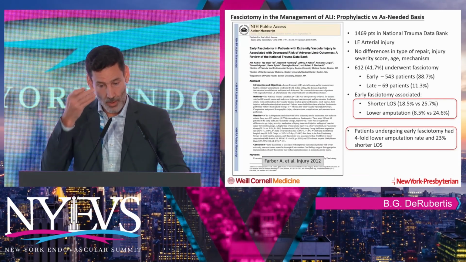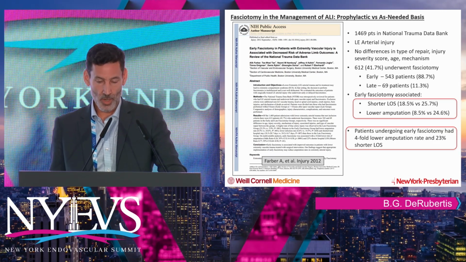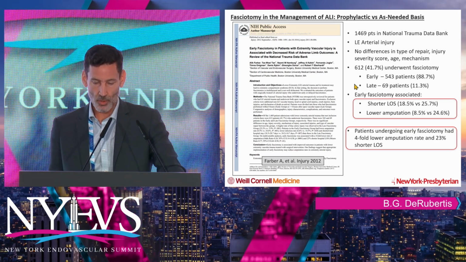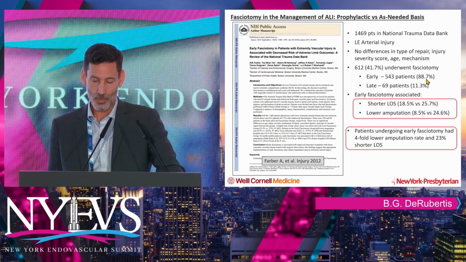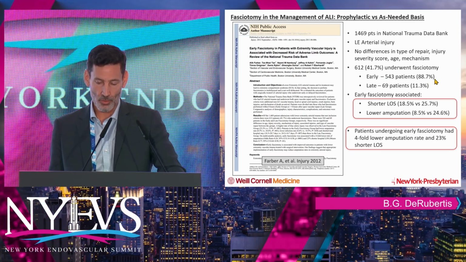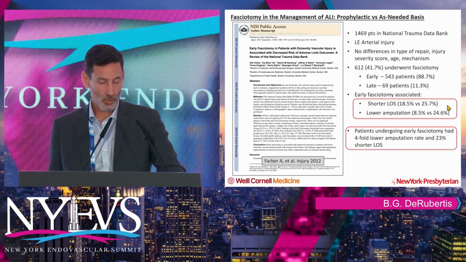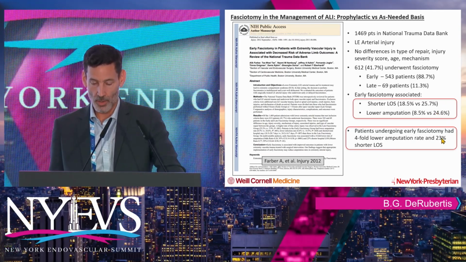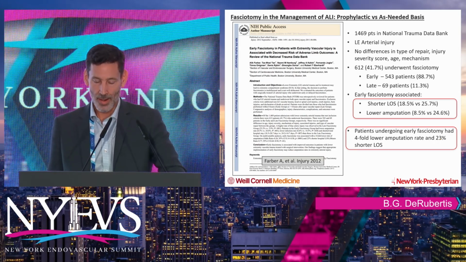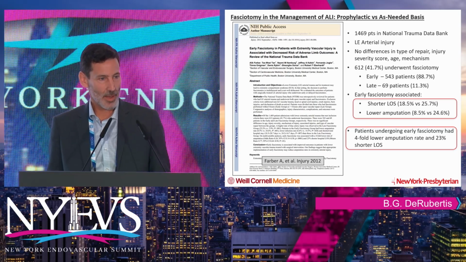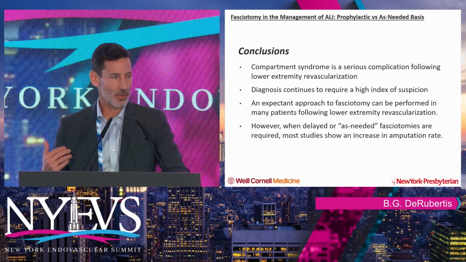And that was true in arterial trauma in the National Trauma Data Bank, 1,500 patients roughly of lower arterial injury. The same sort of finding, of those 612 that underwent fasciotomy, 88% underwent early or prophylactic versus 11% underwent late or delayed fasciotomy. The early fasciotomy was associated with shorter length of stay, lower amputation rate, and a fourfold increase in amputation in those that were delayed. So I think this speaks to the danger of delaying our fasciotomies in patients who ultimately are diagnosed with compartment syndrome and require it, a potential for a missed compartment syndrome.